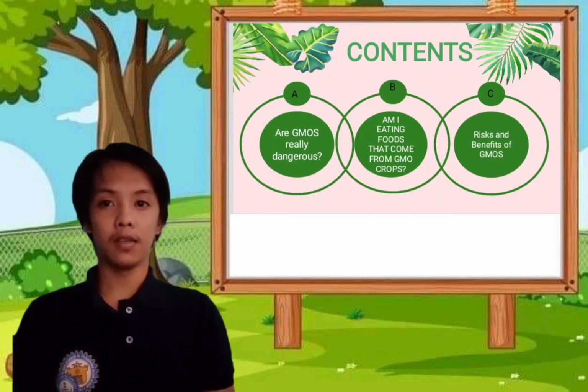The contents are: A. Are GMOs really dangerous? Letter B. Am I eating foods that come from GMO crops? Letter C. Risks and benefits of GMOs.